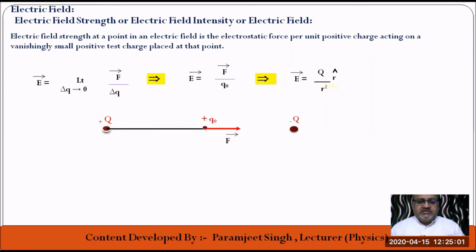Another setup, another system. Minus Q charge is now the source charge in this case, and at some distance another test charge is placed. This test charge is plus q naught. Test charge is always positive, whether we place it in a field created by a positive source charge or in a field created by a negative source charge. Test charge is always positive and vanishingly small, very, very small.